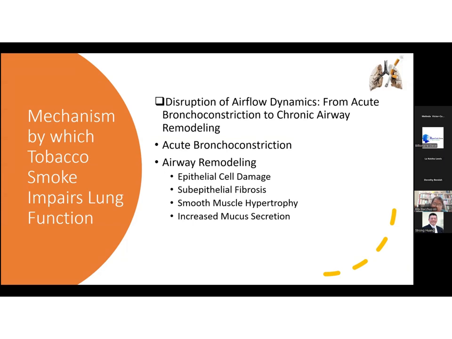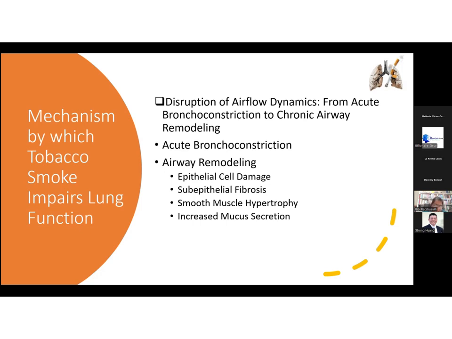Acute bronchoconstriction. Tobacco smoke contains irritants and inflammatory agents that rapidly induce bronchoconstriction. This is a narrowing of the airway due to the contraction of smooth muscles which wrap around the bronchioles. Nicotine stimulates the release of acetylcholine at the neuromuscular junction, and this activates the muscarinic receptors on the airway smooth muscle. This activation triggers a signaling cascade that increases intracellular calcium, resulting in the contraction of the smooth muscles. When the smooth muscle contracts, you get a decrease in the diameter, which results in increased airway resistance and reduced airflow.